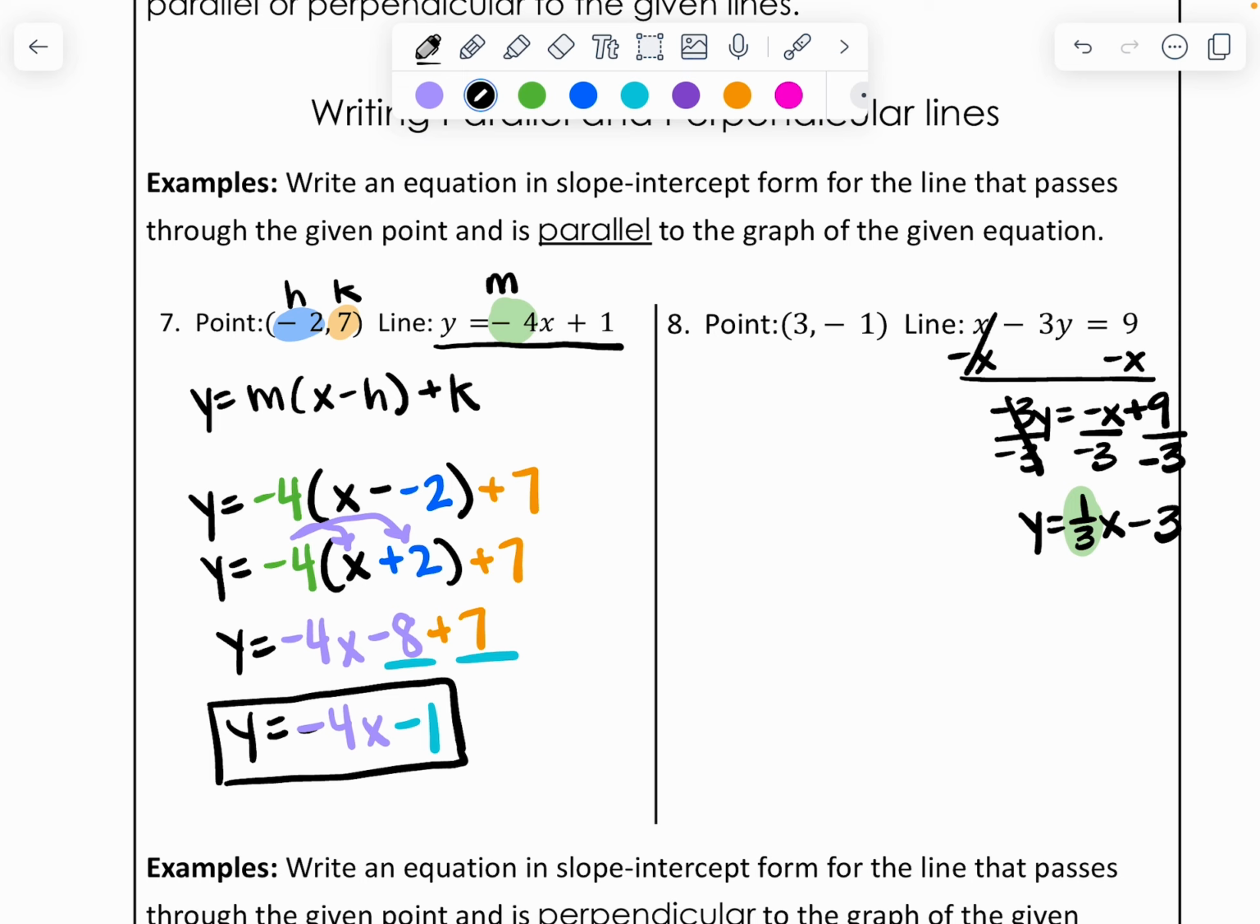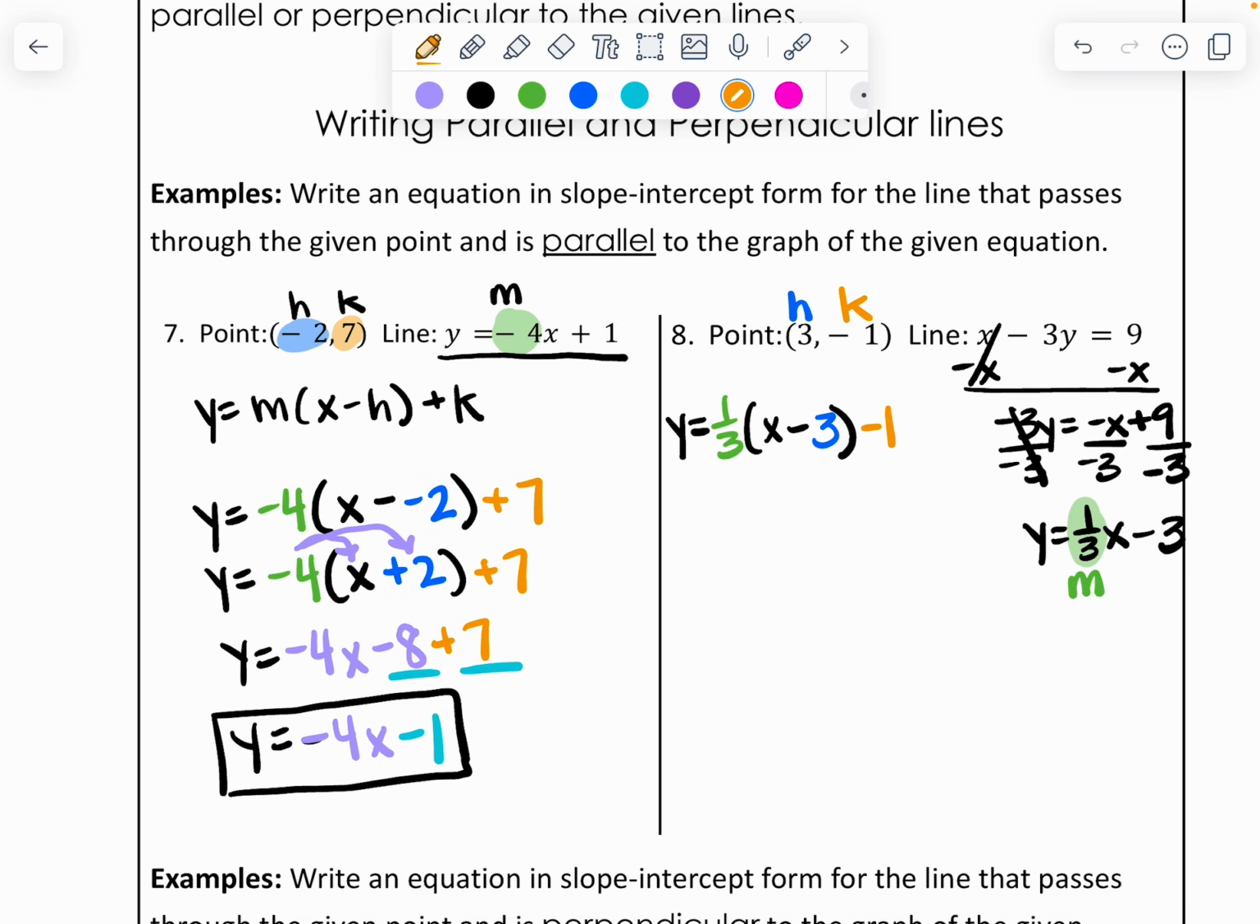This is m. And then we have a point, 3, -1. We want the equation of a line that goes through that point. So we can use the point slope formula. H and K are what we need to plug in. Y equals 1/3 times x minus 3 minus 1.